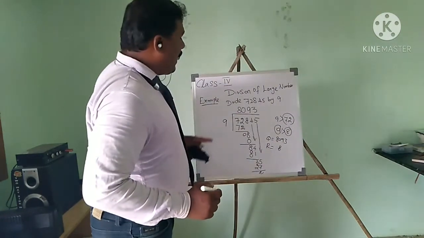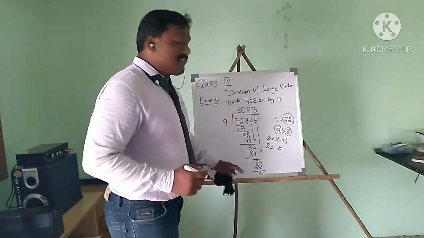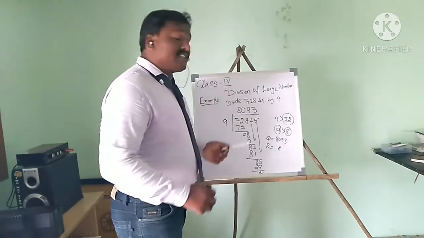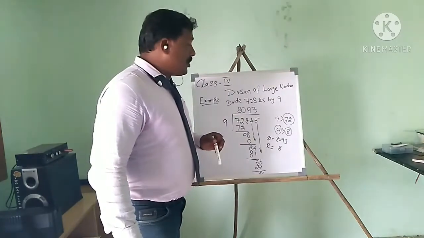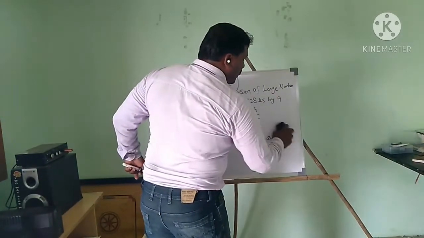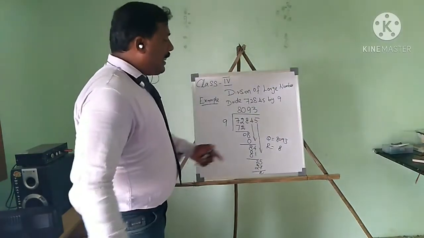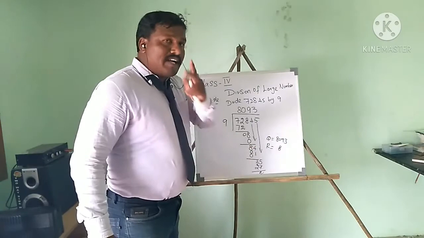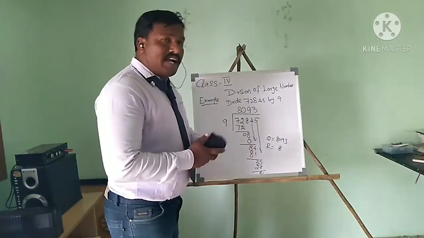So see, I found the quotient and remainder. I already told you how division has an algorithm. So using that algorithm, I am going to find the dividend from the quotient and remainder. How do I find it? See.